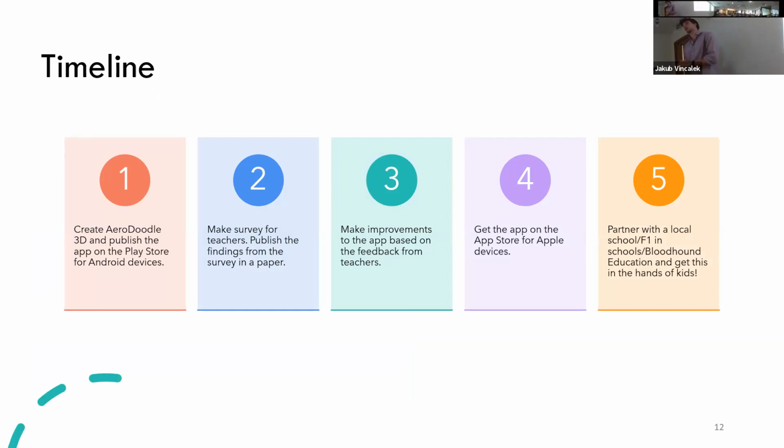After that, we're going to look at the feedback that the teachers gave us and improve the app. Then hopefully we can get it onto the App Store for Apple devices, so that we can get it again into the hands of as many people as possible. And then lastly is to partner with local schools and charity organizations such as F1 in Schools and Bloodhound Education. And again, the goal is to get this into the hands of as many kids and educators as possible.